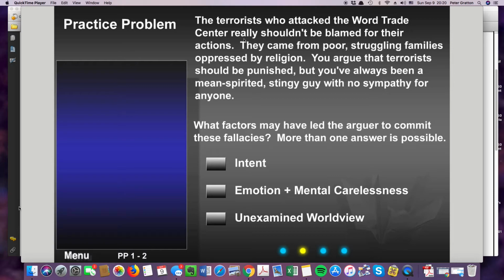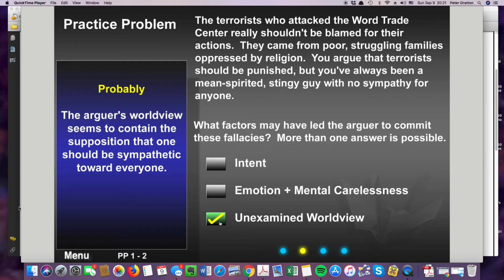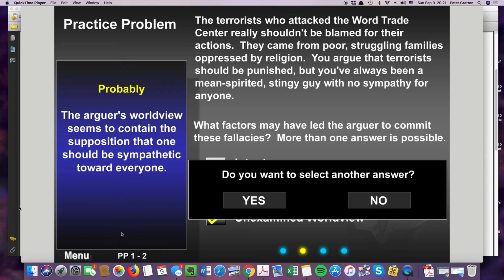Now, what factors may have led the arguer to commit these fallacies? Is there an intent here? I think it could be an unexamined worldview. This person has a view of terrorism and terrorists that differs from others. A supposition that one should be sympathetic towards everybody, even if they are terrorists. It's not argument. Do we want to select another answer?